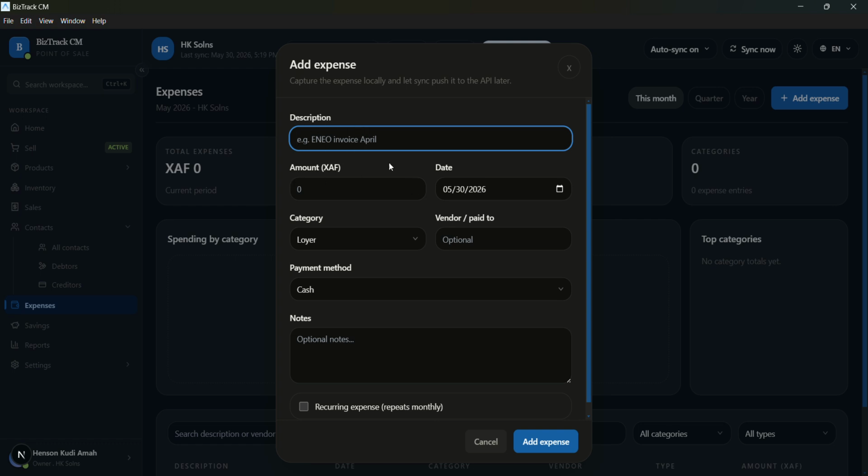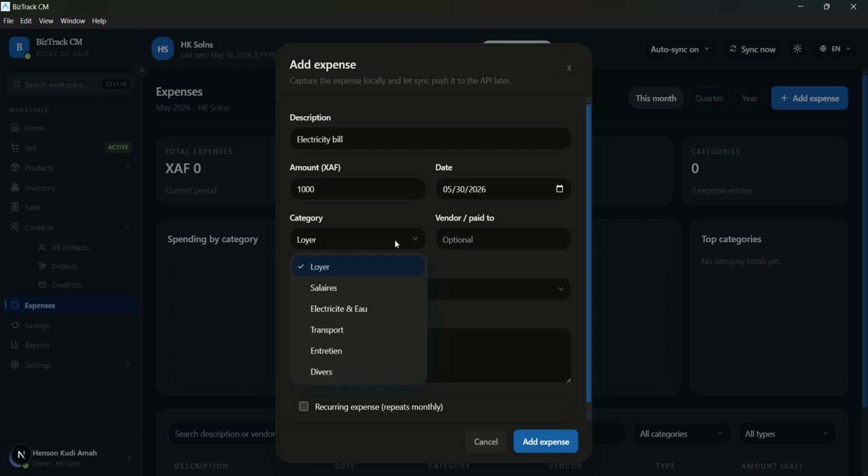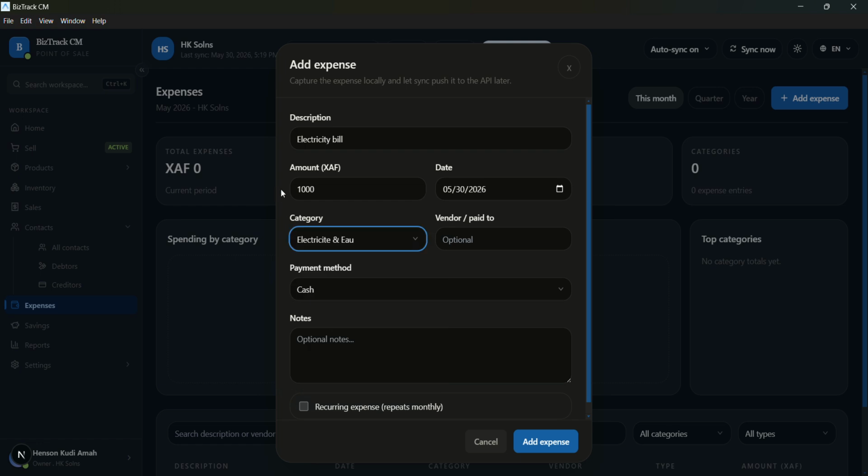For example, what's the description of this expense? For example, it's an electricity bill. How much amount did we pay? Let's say 1,000 for electricity this month. And which day did we make this payment? 30th of May. And the category, let's say, is electricity and water. That's for bills. And who did we pay the money to?